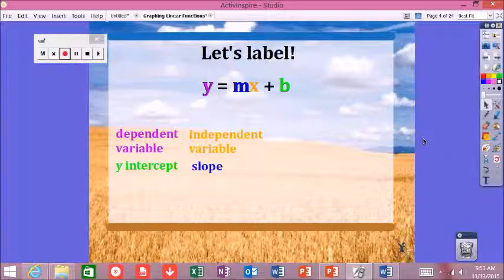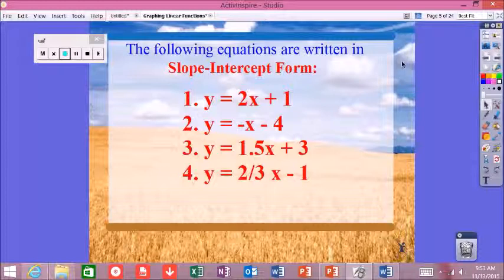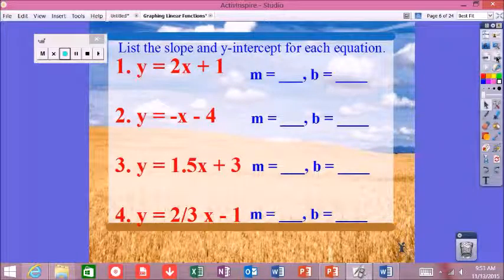So what we'll do in this section is you will write an equation in slope-intercept form. You'll plug in a number for m, you'll plug in a number for b, and then we'll also look at equations and we'll pull out the information, the slope and the y-intercept. So these four equations are written in slope-intercept form, y equals mx plus b. Let's see if we can label the slope and the y-intercept.